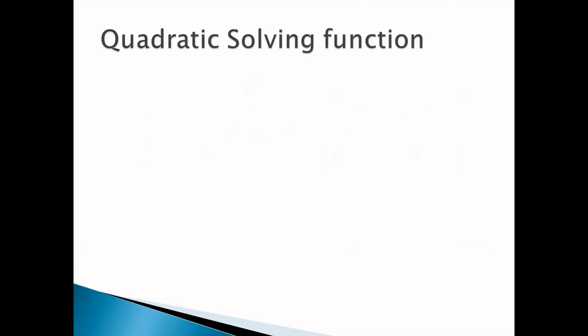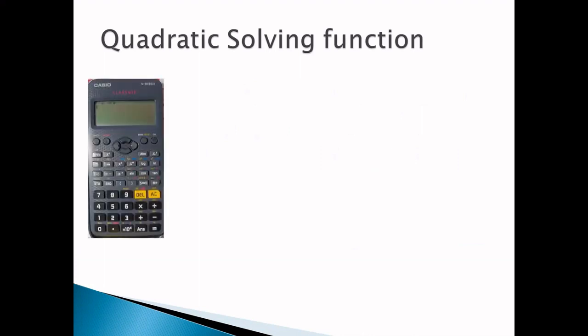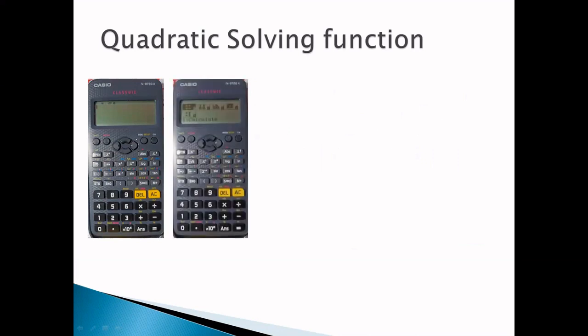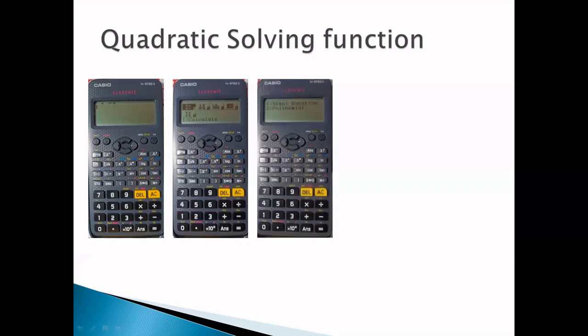So in my version of the calculator that is used in Singapore, what I would do is go to this menu here. When I click it, it will come to this. And then look at this number 5 here. I can click number 5 here, and you'll come up with an option for simultaneous equations or polynomials. So you can also use your calculator to help you solve simultaneous equations. But right now I'll be clicking 2, polynomials.